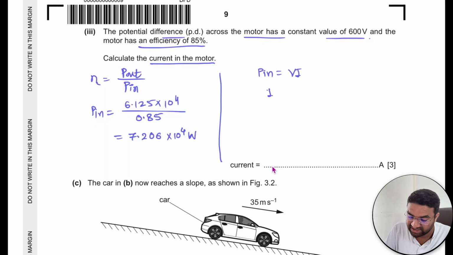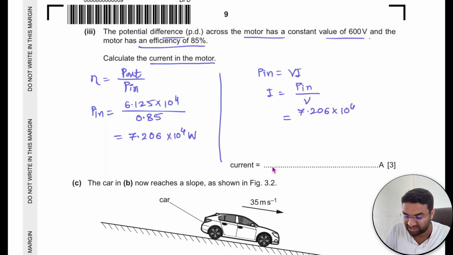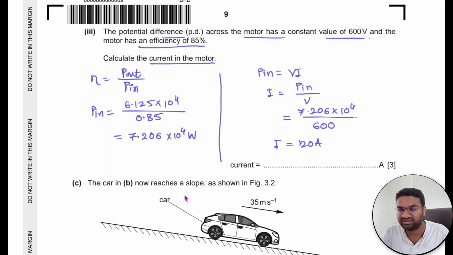We have to calculate current, so I is P in over V. So P in is 7.206 times 10 to the power of 4 divided by the constant potential difference, which is 600. Divide this and you will get 120.1 ampere, so it means it's 120 ampere, that's it.